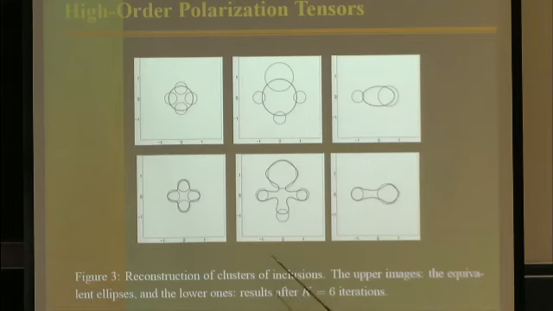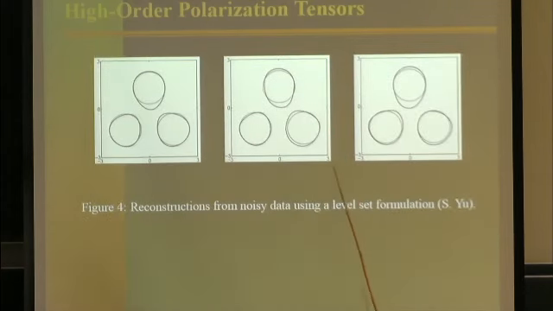And the reason is if it's not included in your algorithm, the algorithm will never make it. So we have to include the level set formulation of the algorithm. And if you include level set formulation, then your optimal control algorithm can change topology. And this is the reconstruction using level set formulation. So there are 3 inclusions. This is without noise. This is with 1% and 5%. It gets the 3 inclusions from 6 polarization tensors.